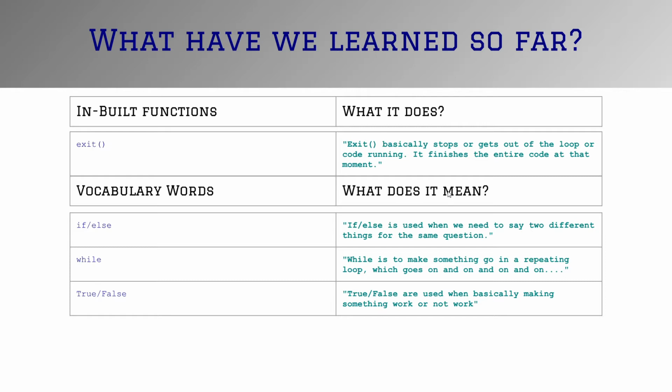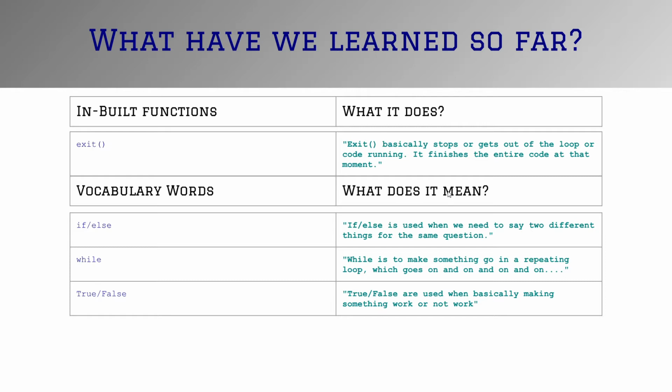While. While is to make something go in a repeating loop which goes on and on and on and on and many more ons. Of course, until you exit or say false. True and false. True and false are used when basically making something work or not work. True and false are mostly used when we're using while. We can say while true to continue making it run and run and run. We can also do false if we want to stop the program from running.